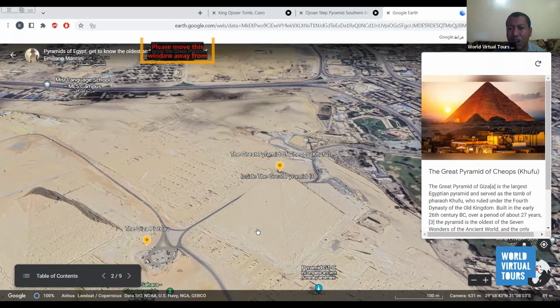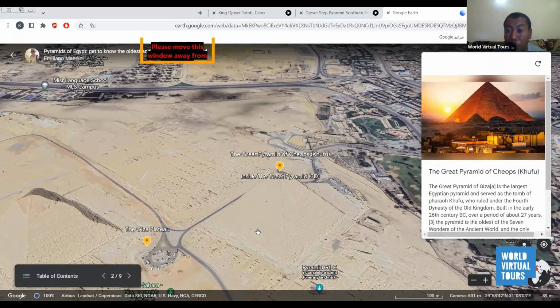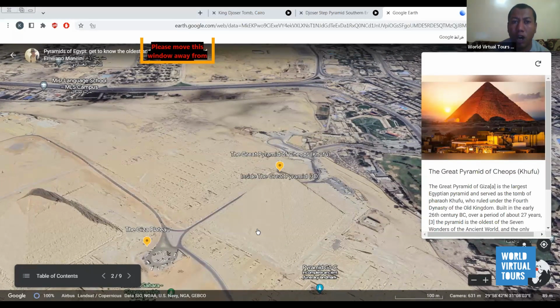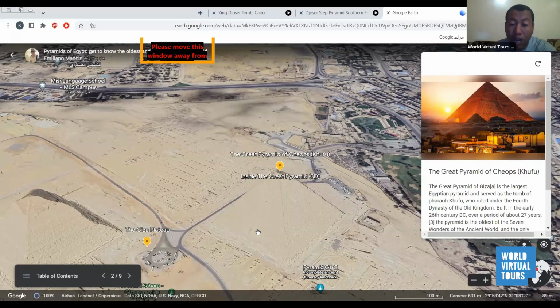So this is the origin of the derivation of the English word pyramid. In ancient Egypt, it was called Per Ra Med, which means house of Ra is a triangle. Ra was the sun god to the ancient Egyptians.